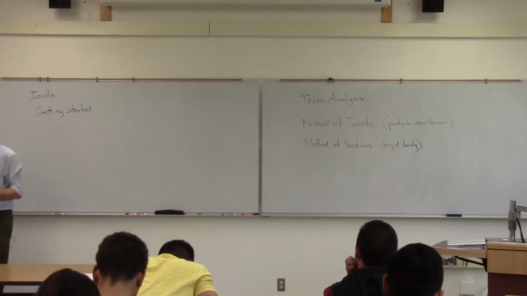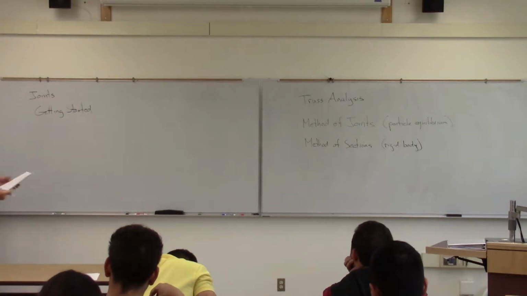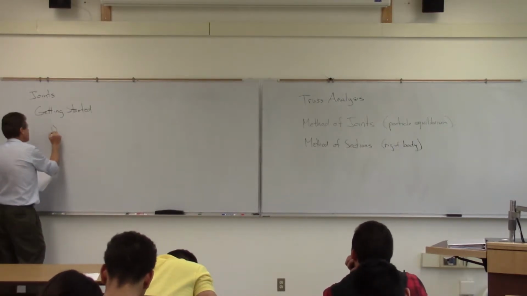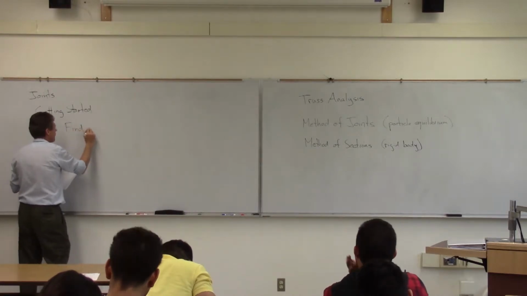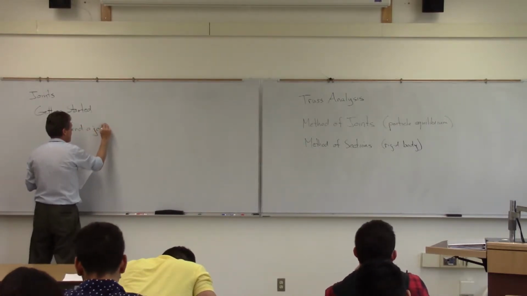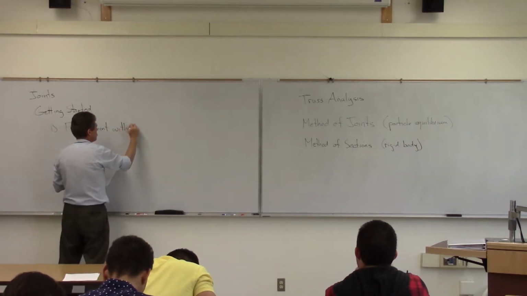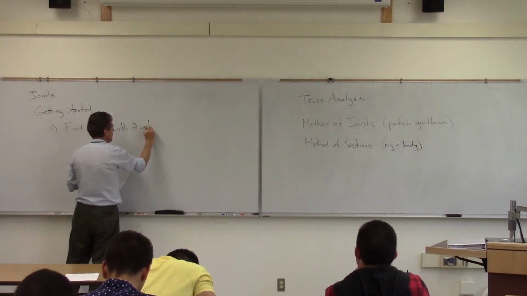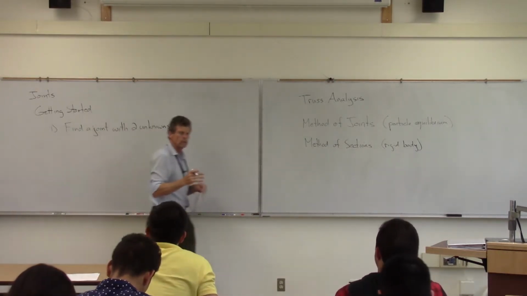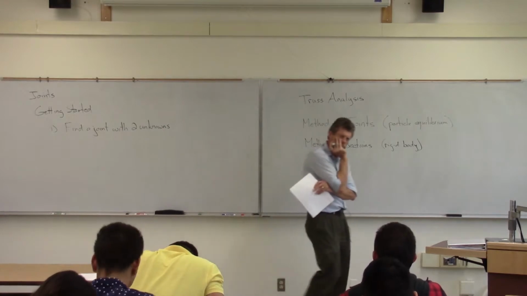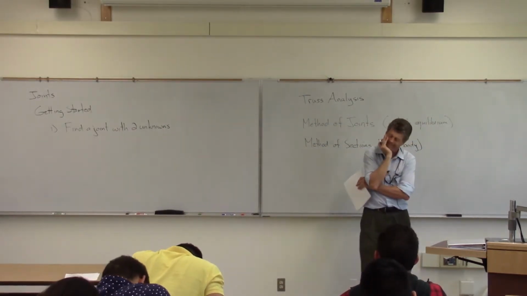Okay, so we'll talk about the process of solving this. So getting started, how are we going to get started? Couple approaches. One, let's find a joint with two unknowns. Now, why would I want to do that? Make me into one. Yeah.